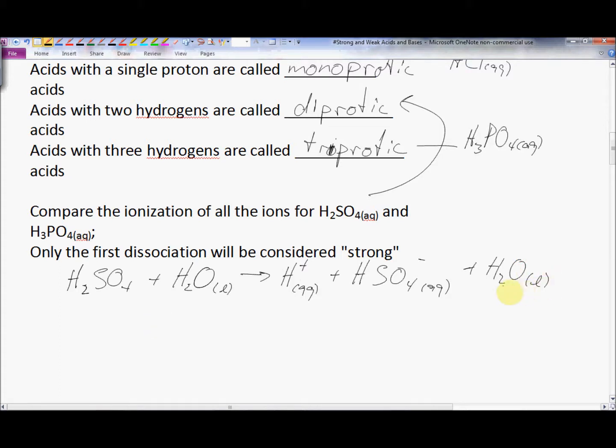And then the next step would be for that HSO4- to attempt to release the other hydrogen. So it's kind of like a 2-step process here. So again, we've got a hydrogen, and now we're just left with the sulfate ion. So now this is 2 negative.